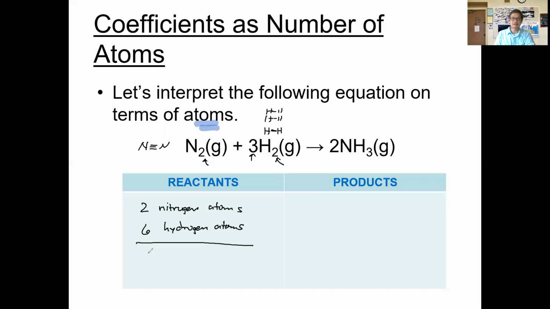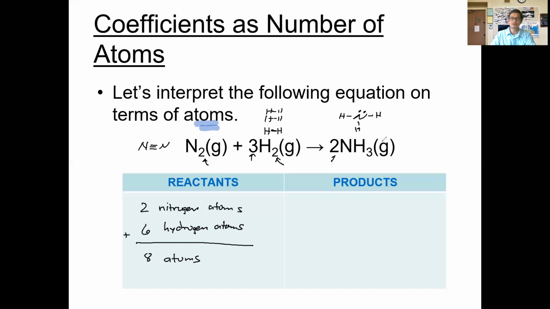So we have a total of 8 atoms. We add it up, 8 atoms on the left-hand side for the reactants. On the right-hand side, what do we have? Well, we have ammonia, and again, with the Lewis dot structures, make sure you remember how to draw these. We have one ammonia molecule that has 3 hydrogens attached to 1 nitrogen. That's what this tells us right here, that the single molecule has 3 hydrogens and 1 nitrogen.